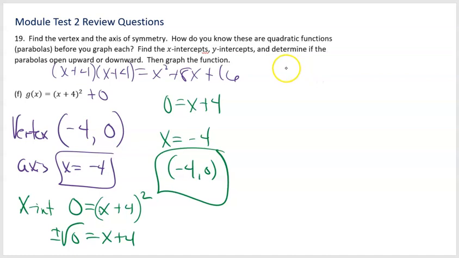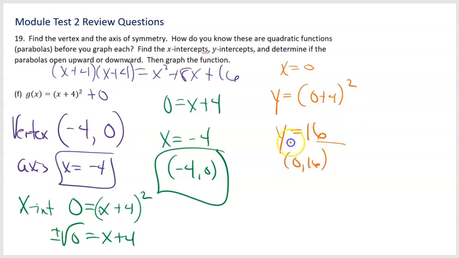What about the y-intercept? The y-intercept is when you let x equal 0. So y is equal to 0 plus 4 squared. That's going to give me 16, right? 0 plus 4 is 4, and 4 squared is 16. That's the point (0, 16). So again, the xy axis that I gave you is not going to be perfect. Let's fix it a little bit and then plot these points and see what happens.